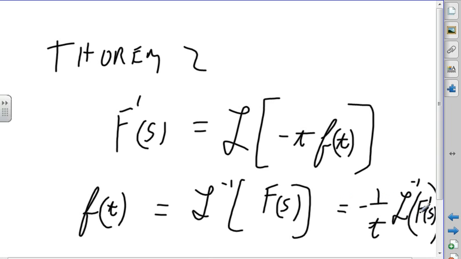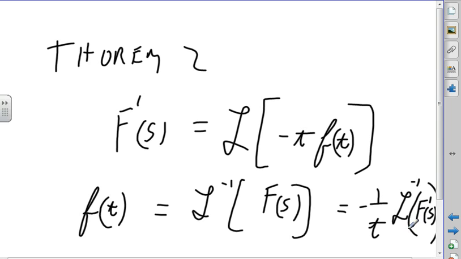So if we have an F of s that we can't find the inverse Laplace transform of easily, but we can take its derivative and get something that is easy to find, then getting the inverse Laplace transform should be pretty simple. So that's what that gives.